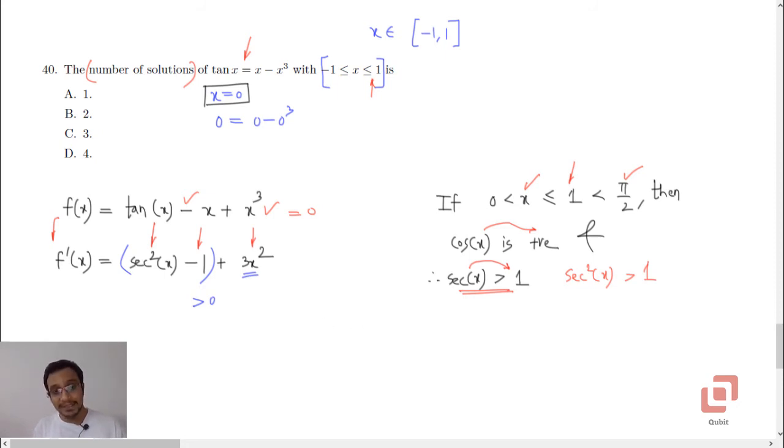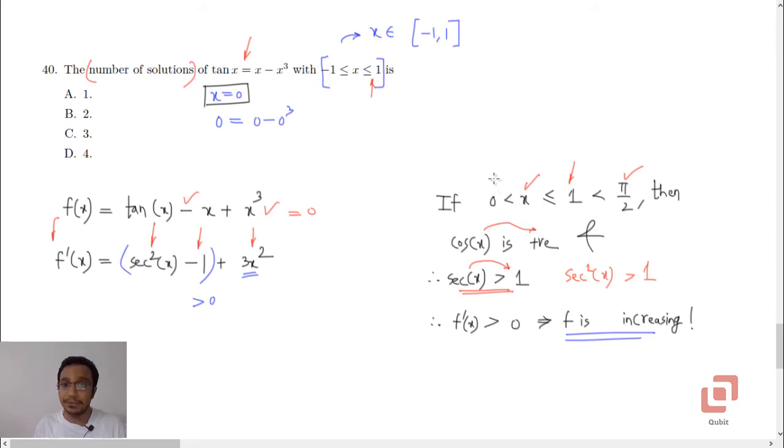What does it mean? It means that f dash of x is positive as far as our function is concerned, and in particular our range of x is concerned, which means f is increasing. Okay, and what does it mean? It means that if f of x is increasing and it is 0 when x is 0, between 0 and 1 it cannot have any root. Okay, because the function's values will always be positive. Okay, so as far as the interval 0 to 1 is concerned, there is no root except at 0.